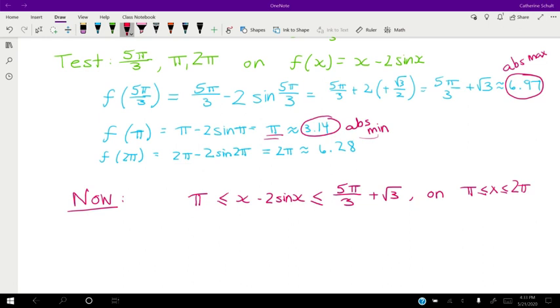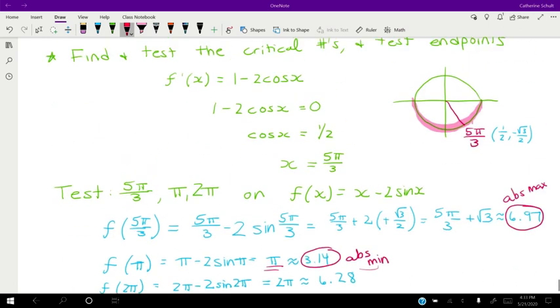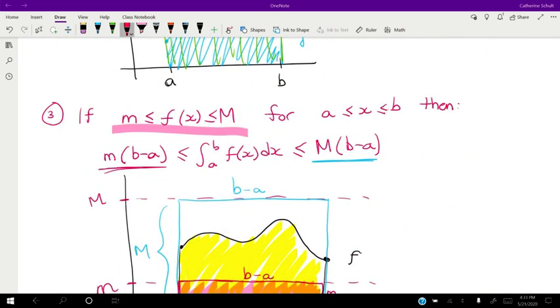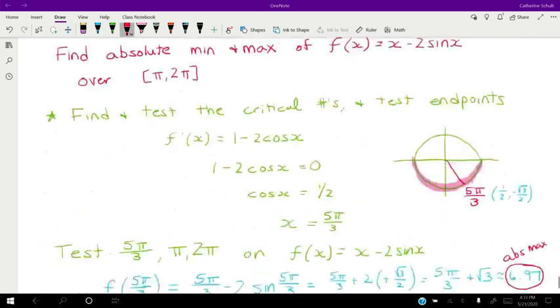All right, so we were able to use absolute min and max to set up this property. So let's go back to what we're doing and where we're at. So we just found little m and big M. So we were able to set this part up. And now we can take the integral of that original function and we're going to get an estimate. So let's finish this out.